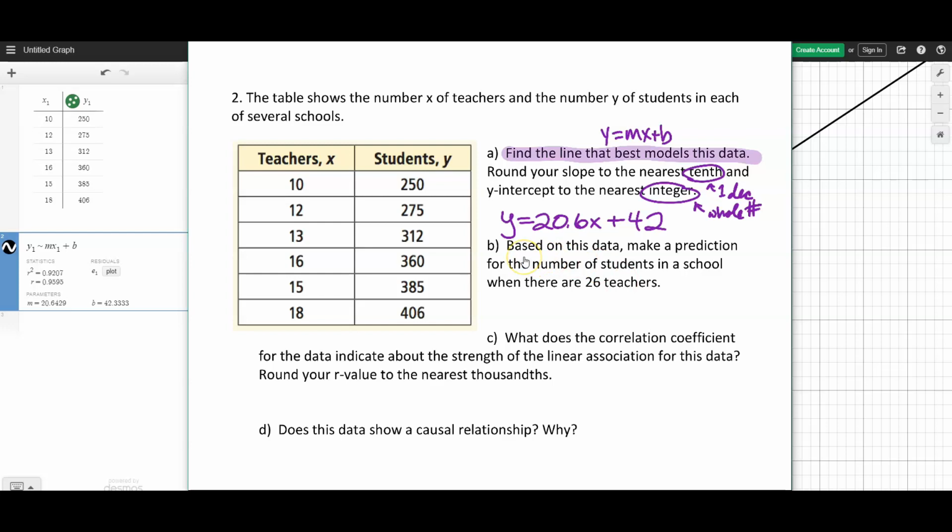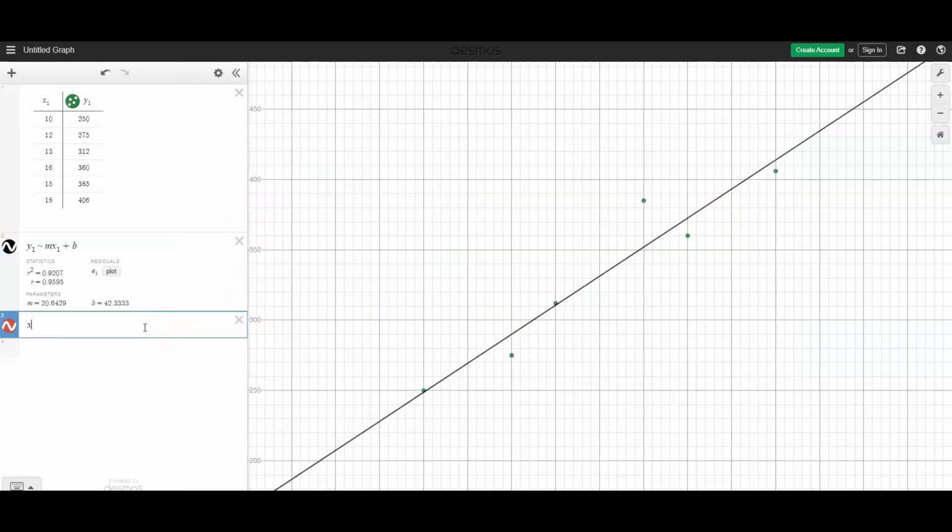Now, most of the time these questions are going to have you predict the future, make a prediction. So we're going to take this data and make a prediction for the number of students in a school where there are 26 teachers. Now, if they gave me teachers, did they give me an X term or a Y term? They gave me an X term, it's my X column. So that means X is 26 and I want to know what Y is. Well, you have now created an equation right here. X equals 26 is an equation I can type into Desmos.